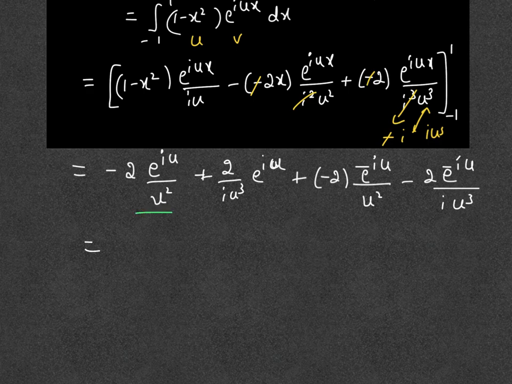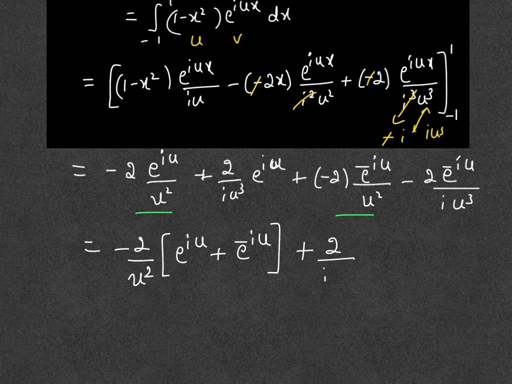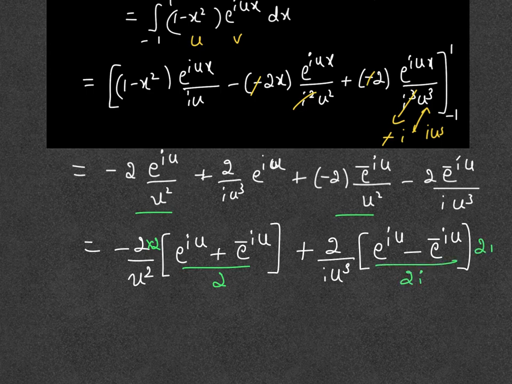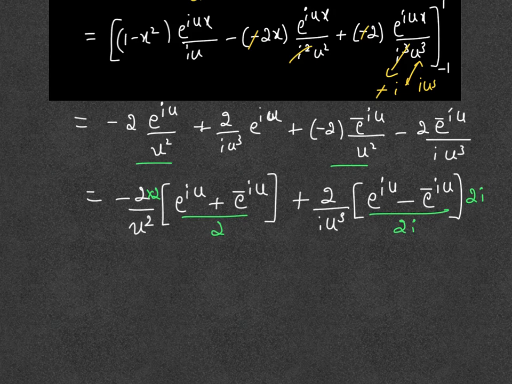Then we make the group. So we take these as one group. So that is minus 2 by u cube, u square common out. We get e power iu plus e power minus iu. Next, taking plus 2 by iu cube, the remaining terms common out, e power iu minus e power minus iu. And here, if you multiply 2, divide by 2, and for this if you multiply 2i and divide by 2i, you can express this in standard form.